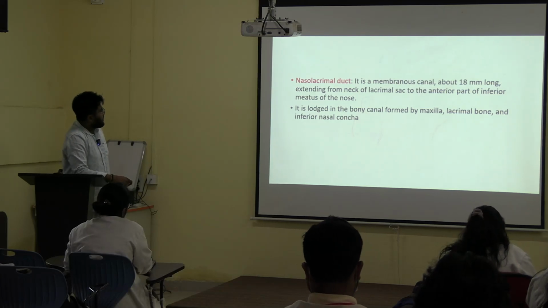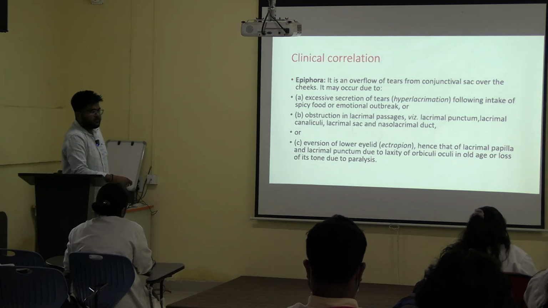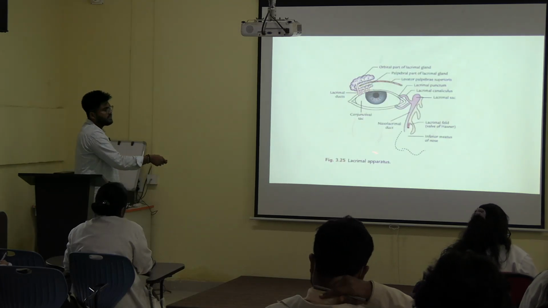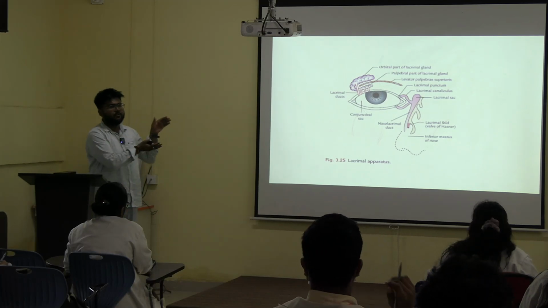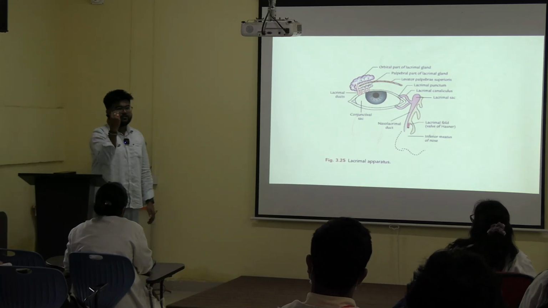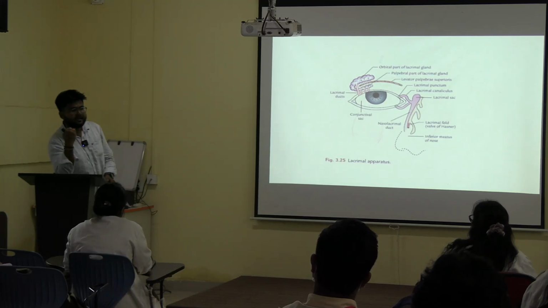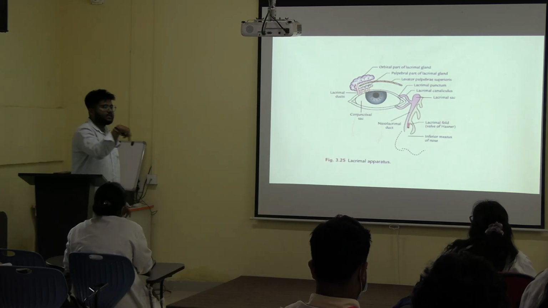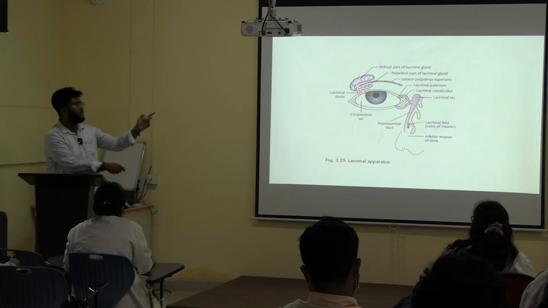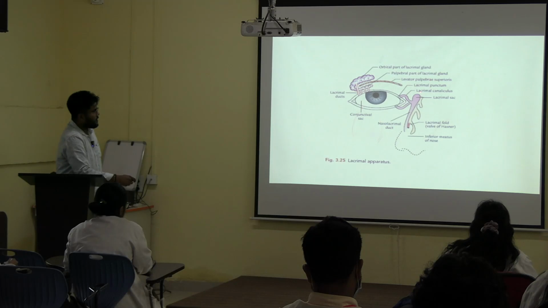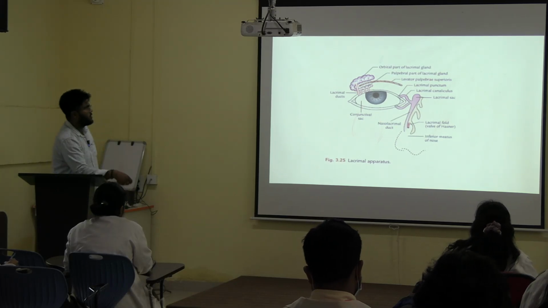Next, the clinical correlation. Here just simply remember this diagram, how this lacrimal apparatus is formed. First, starting from this gland, superiorly there is the orbital part, then inferiorly the palpebral part, and at the side is the lateral part of your levator palpebrae superioris. Next, the duct which is attached to this conjunctival sac. Then this part is the lacrimal punctum, then lacrimal canaliculi, then lacrimal sac. Here you can see the 18 centimeter long nasolacrimal duct, attached to the inferior meatus of the nose.